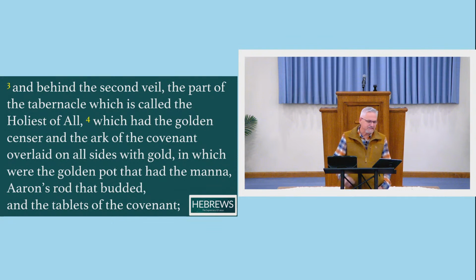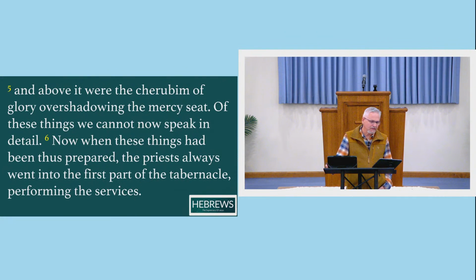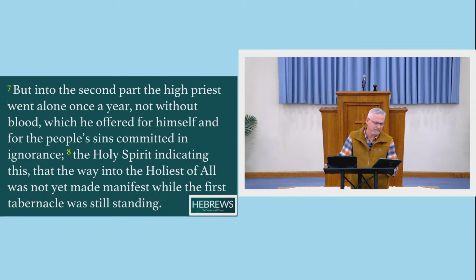In verses 5 and 6, above it were the cherubim of glory overshadowing the mercy seat. Of these things we cannot now speak in detail. Now when these things had been thus prepared, the priest always went into the first part of the tabernacle performing those services. Let's just keep reading here. Got to draw these things together. But into the second part, the high priest went alone once a year, not without blood, which he offered for himself and for the people's sins committed in ignorance.